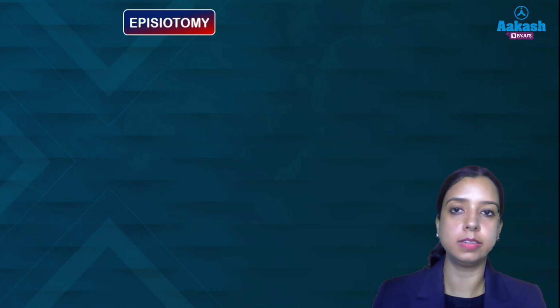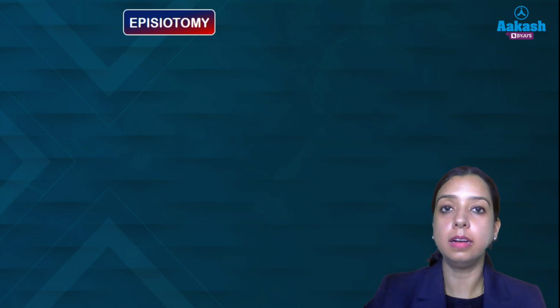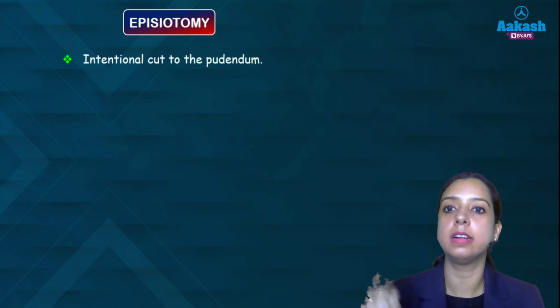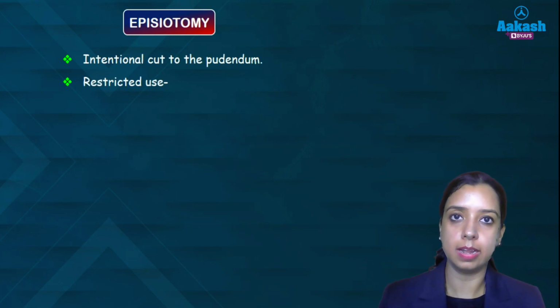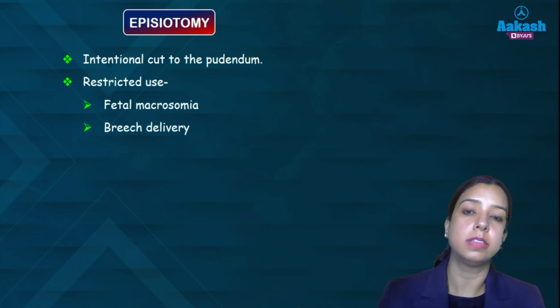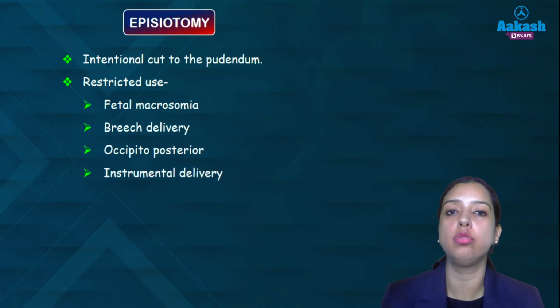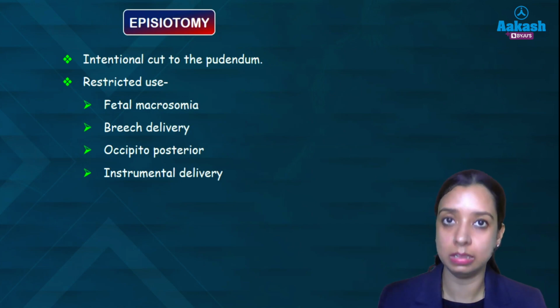Episiotomy. Since we have discussed, episiotomy is an intentional cut to the pudendum. It has to be restrictive, only in certain conditions. You cut the pudendal area when it's a breech baby, shoulder dystocia, a macrosomic baby or a tight perineum, then only you do episiotomy. It is not a universal thing to be done.